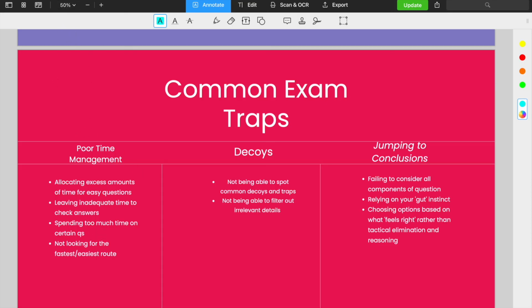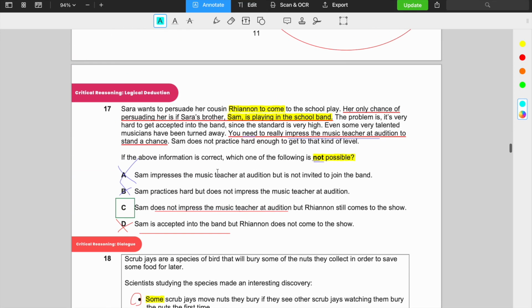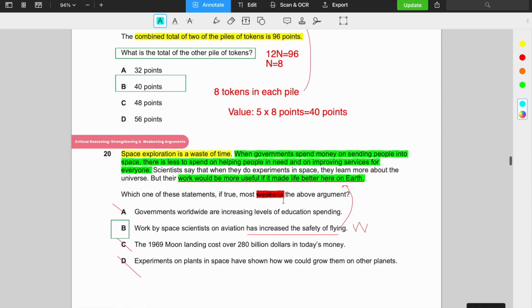Okay, so for example, if I had this question, right, I'll just quickly read the question stem, and then I'll skim all of this, and this is clearly about a conditional logic chain. If I had, for example, this question, I'll just quickly read the question stem. I know this is about weakening the argument, so I know which process to undertake, right? Find the conclusion, find the premise.